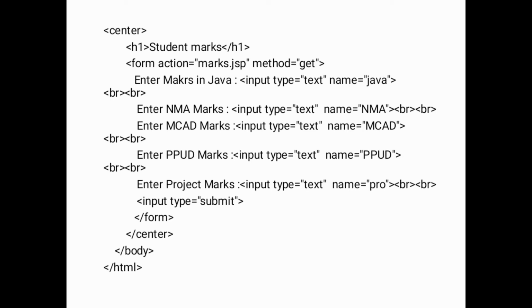The input type should be text, and then the name is taken as Java, and then BR represents the line break. Then NMA marks, and then MCAD and PPUD marks. These are all the subjects, and we are getting all the subject marks from the user.